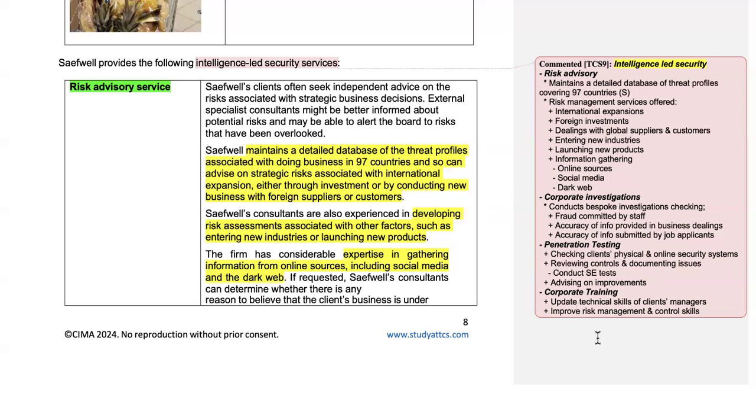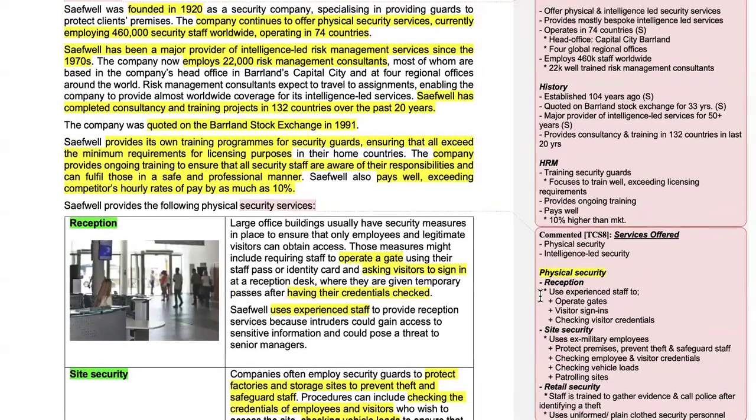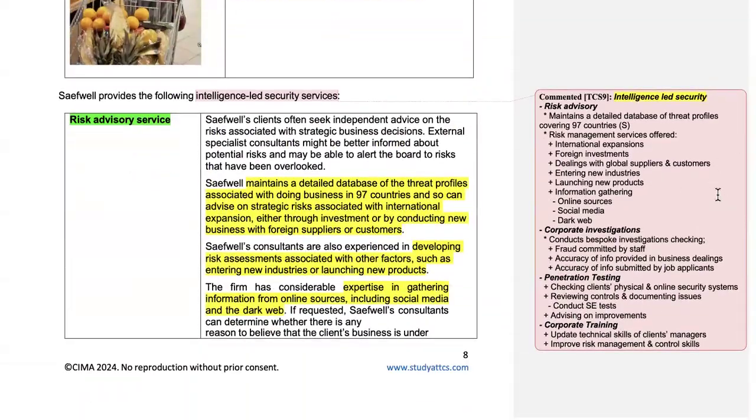And we also conduct corporate training initiatives with the intention of updating technical skills of client managers, especially those who are involved with risk identification and risk mitigatory activities. And on top of that, we try to improve risk management and control skills within a certain client's business, thereby conducting appropriate training initiatives. So all in all, looking at the type of services we offer, both physical security and intelligence-led security services, it appears that we are a front runner within this market.